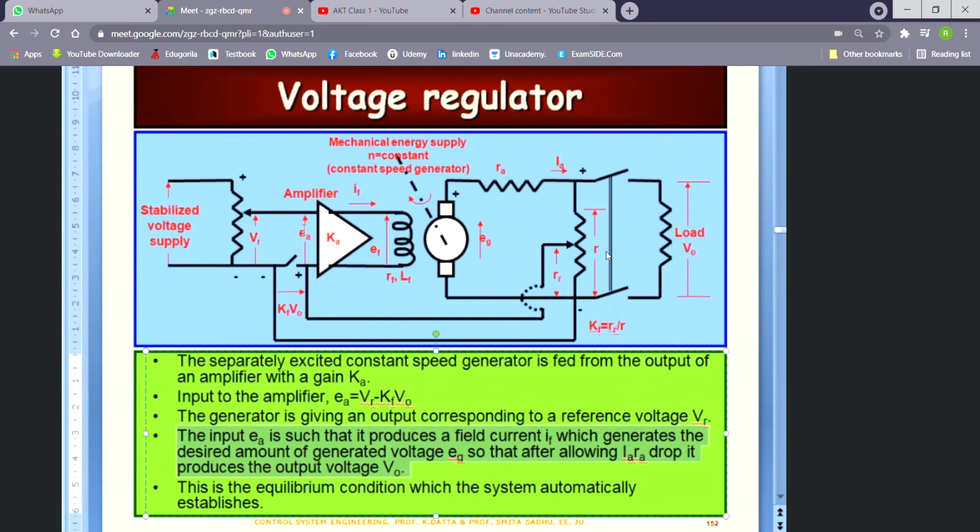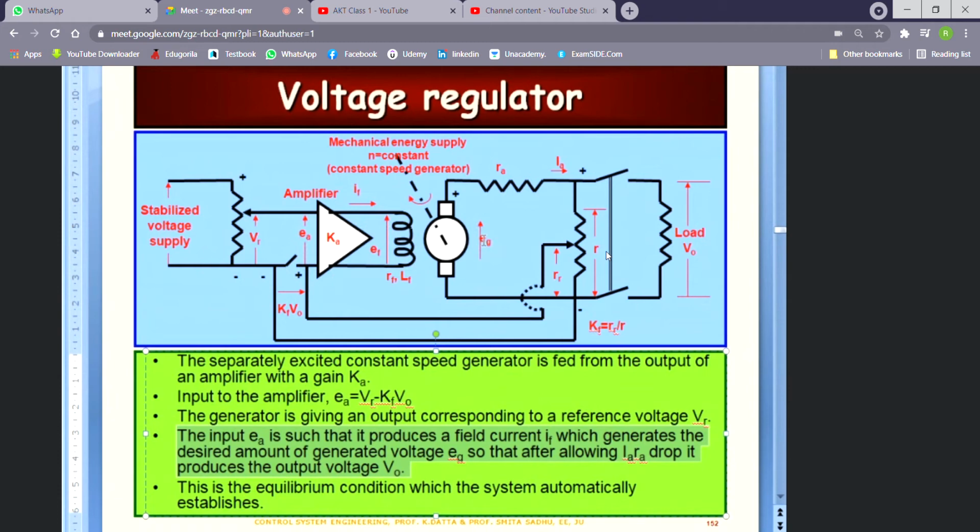Now, the input EA, input to the amplifier, is such that it produces a field current IF. Now, EF, as I told you, is the EMF across the field, and IF, you can see the notation over here. IF is the current in this field circuit. So, let us say that EA produces a field current IF, right? And this IF actually generates an equivalent voltage, that is EG.